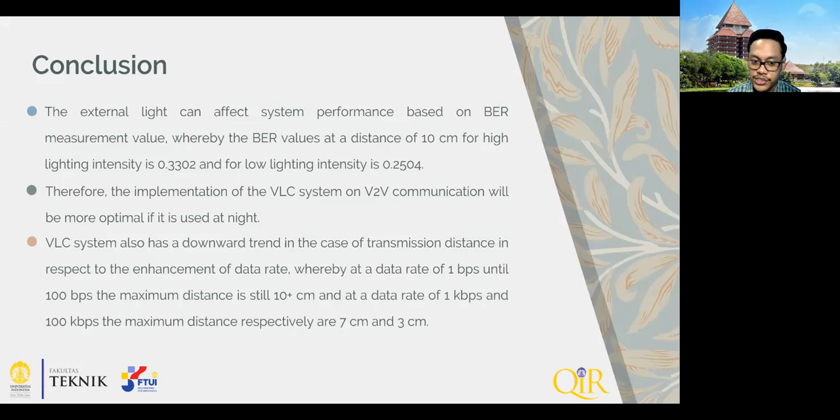The VLC system also has a downward trend in terms of transmission distance with respect to the enhancement of the data rate, whereby at a data rate of 1 bit per second until 100 bits per second, the maximum distance is still more than 10 centimeters, and at data rates of 1 kilobit per second and 100 kilobits per second, the maximum distances are respectively 7 centimeters and 3 centimeters.